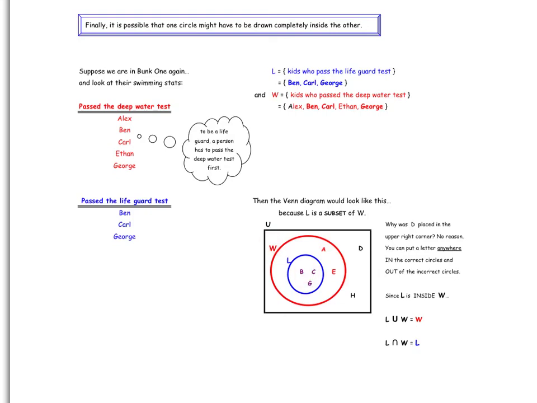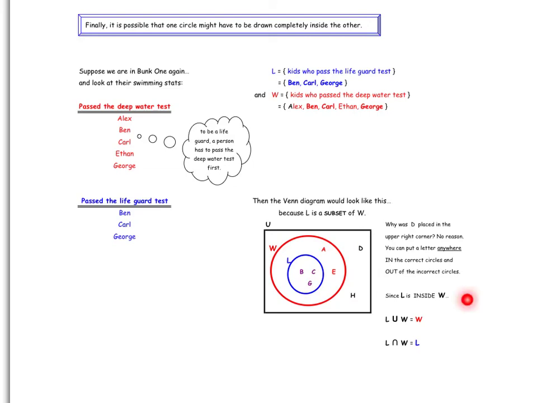And again, because red and blue make purple, I made B, C, and G be purple. How cute is that? And little David and little Harry, who didn't take the deep water test or the lifeguard test, are again outside the circles. Why was D placed in the upper right-hand corner? No reason. You can put a letter anywhere in the correct circle or out of the incorrect circle.